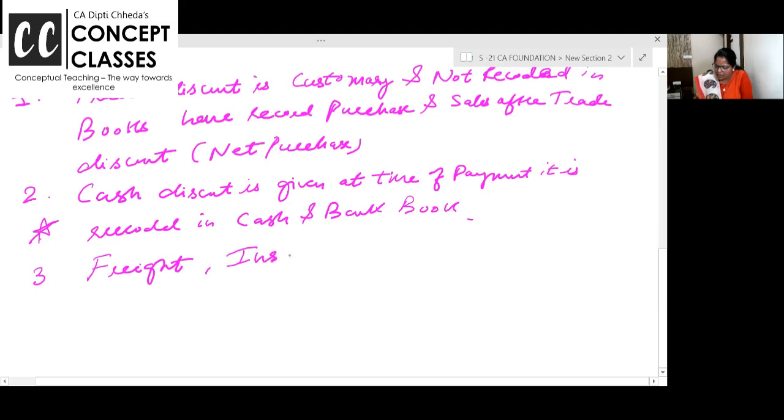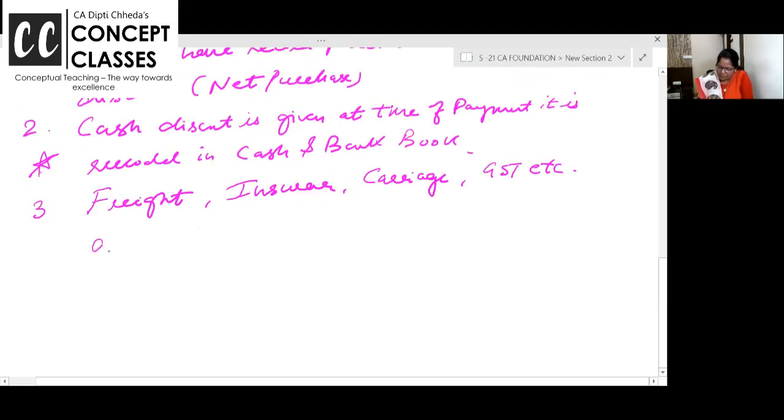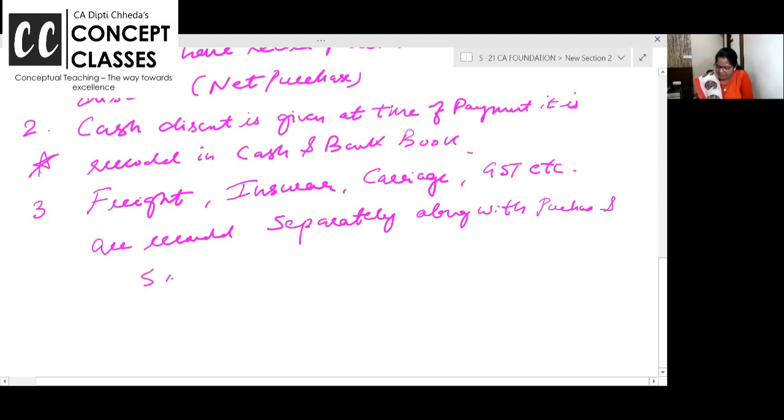Next. Freight, insurance, carriage, GST, etc. are recorded separately along with purchase and sale. Purchase and sale में ही record करोगे but separate column. Net purchase is 30,000, add 100 freight, 500 GST and so on. So they should be recorded separately.